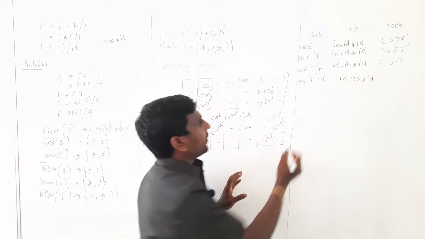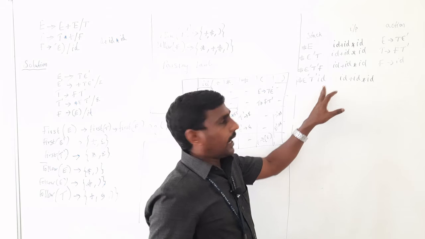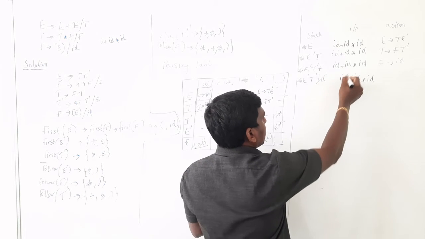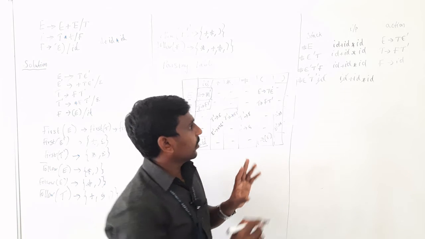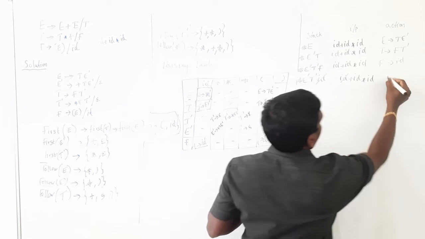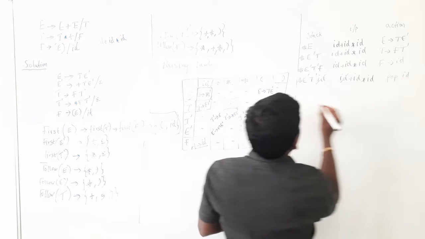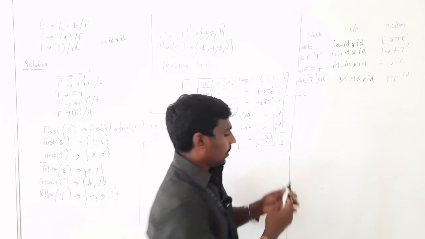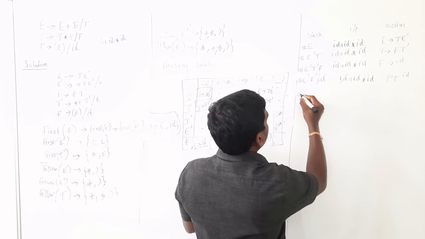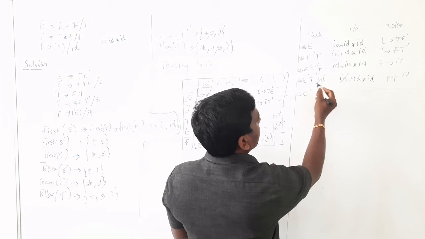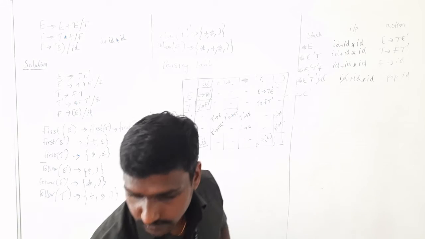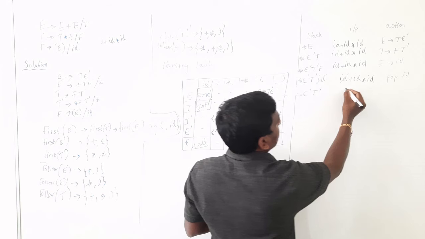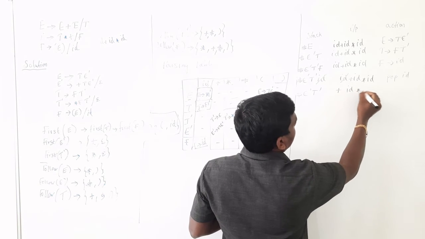Now according to the behavior, the top of the stack is ID and the input is also ID. So we can pop from the stack. This is the second behavior. So we pop ID. Now the stack is $E dash T dash, and the input is plus ID star ID.